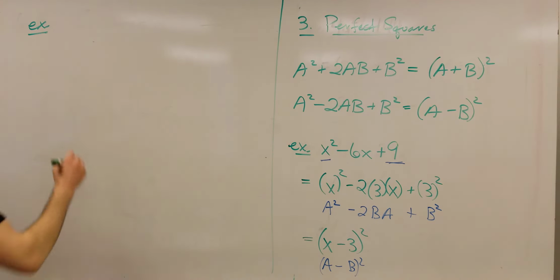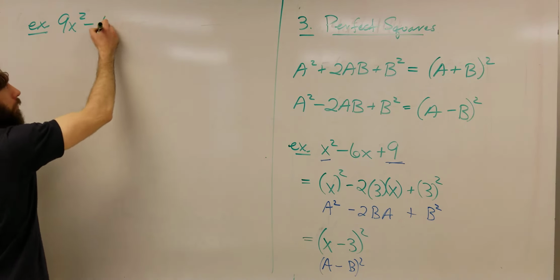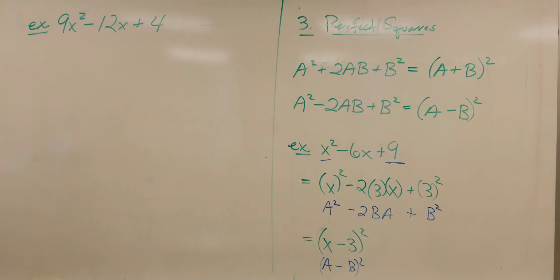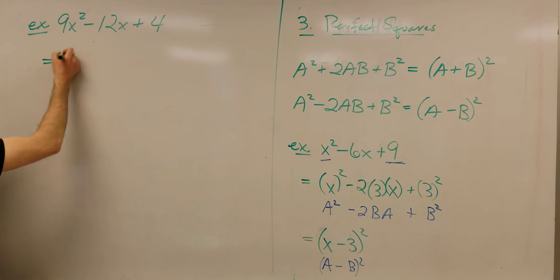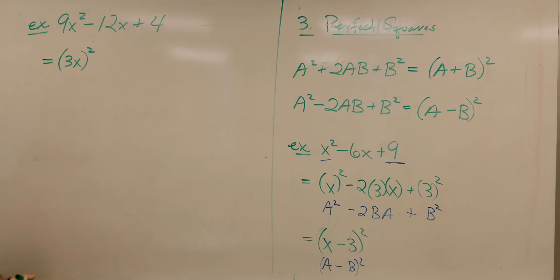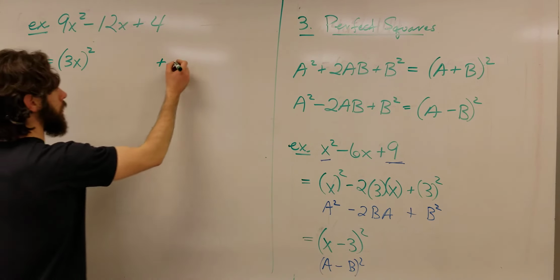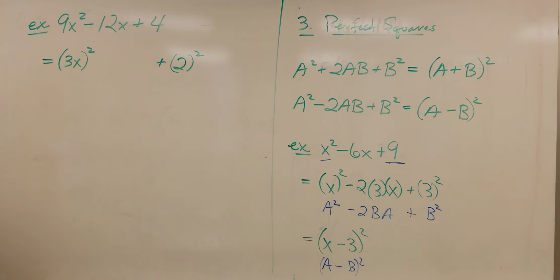All right, let's try 9x squared minus 12x plus 4. So maybe take a minute, pause, try to work this out. Okay. So going with our method of trying to figure out, based on the terms, if we have a perfect square, maybe we look at 9x squared and see, okay, that's the same as 3x all squared. All right, so that one's a perfect square. And 4, well, that's 2 squared. So it looks like we have our a and our b.